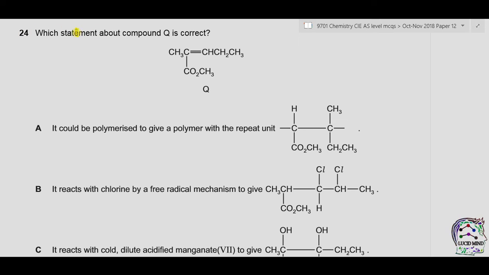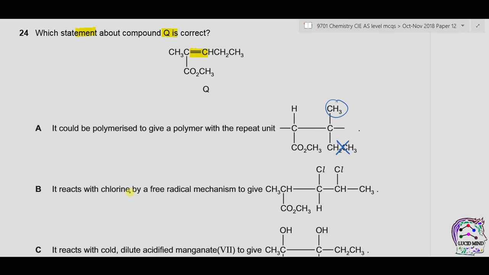Question 24. Which statement about compound Q is correct? This is compound Q. We have ester, we have alkene. A, it could be polymerized to give polymer with repeat unit this one. Now polymerization will occur upon double bond, so as this is alkene, so addition polymerization will occur, and on first carbon atom we have CH3 and CO2 CH3, while on second carbon atom we have hydrogen and CH2 CH3. So on first carbon we have CH3 and CO2 CH3, so this is incorrect.